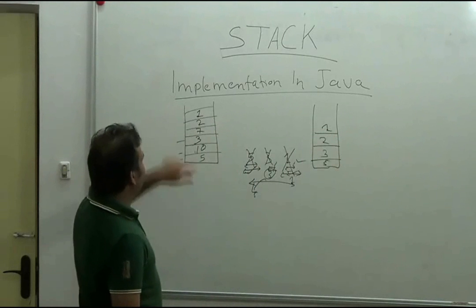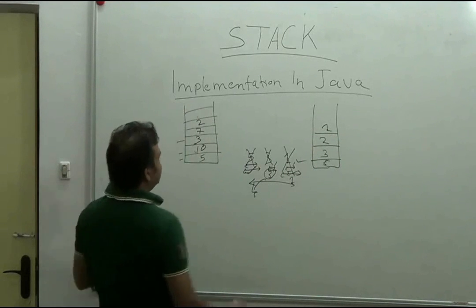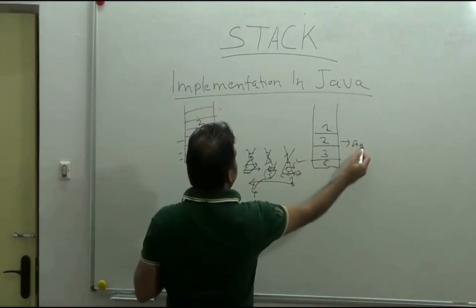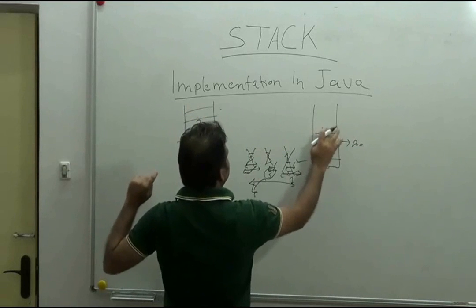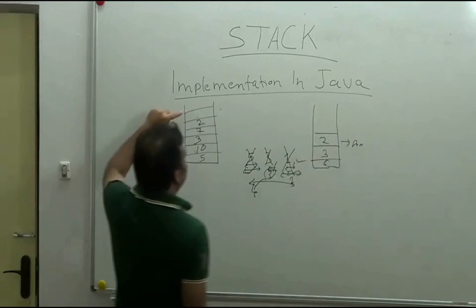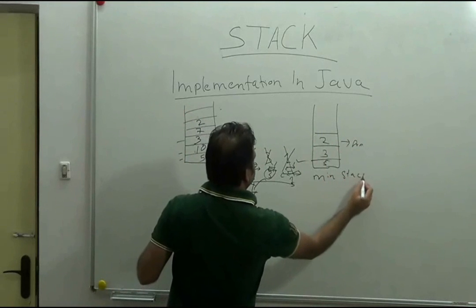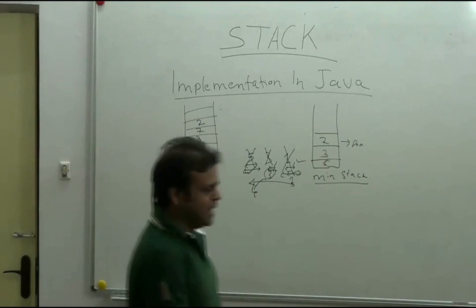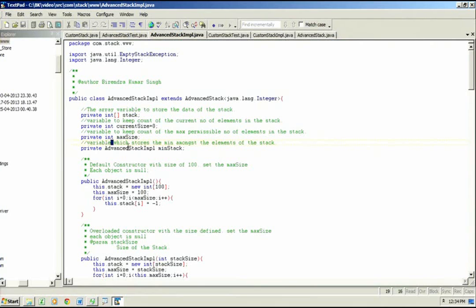Now in case of pop, whenever you are popping an element, just ensure that the minimum also gets popped if they are equal. So you pop 1 from here, and since 1 is what is popped, you have to pop 1 from the min stack as well. So this is how you keep track of all the minimums within the stack. Let's see how we implement it.